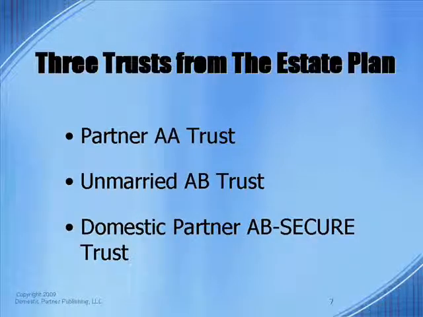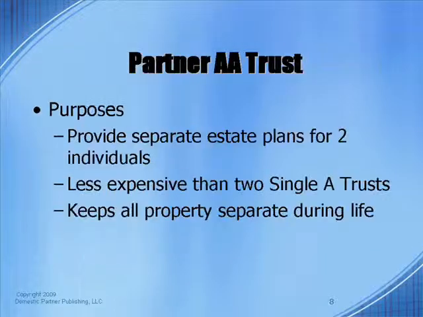Finally, the Domestic Partner AB Secure Trust is for committed, unmarried couples who wish to create a joint plan that brings all of their assets under joint control, provide for each other should one partner pass on, and then distribute to potentially different sets of successor or contingent beneficiaries. This trust was designed for gay couples to achieve these goals without triggering the gift tax, but it also works for unmarried hetero couples as well. We will go through these three trusts one at a time.